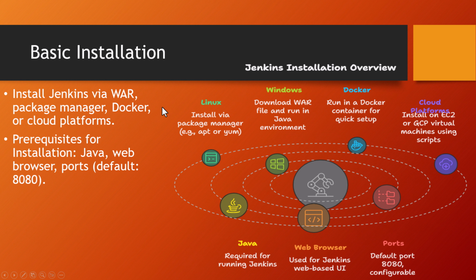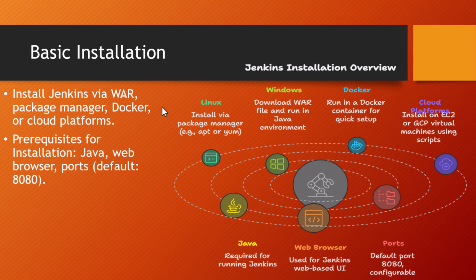Basic installation. Jenkins can be installed on various platforms including Linux, Windows, Docker, and any cloud environment. On Linux, you can install it via a package manager like apt-get or yum. On Windows, you can run Jenkins through a WAR file. You can even run Jenkins in a Docker container for a quick setup. For cloud environments like AWS, GCP, or Azure, you can install Jenkins on a virtual machine or EC2 instance.